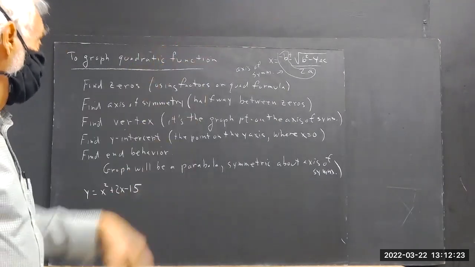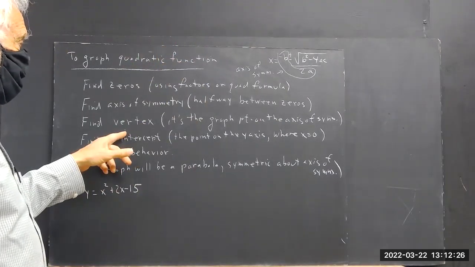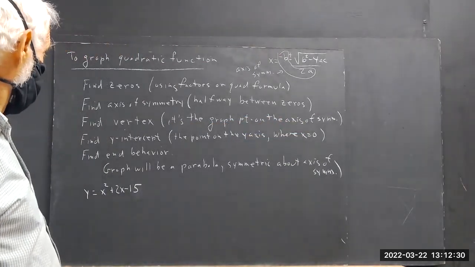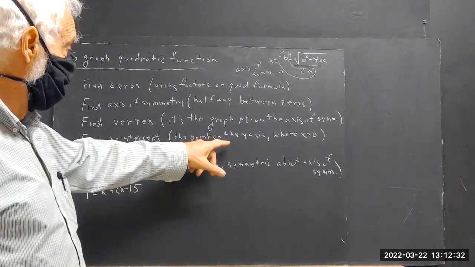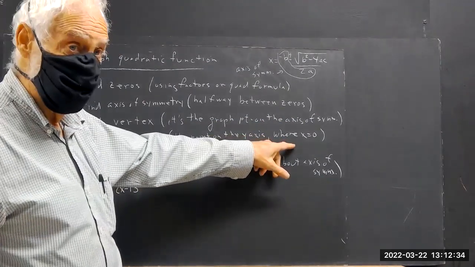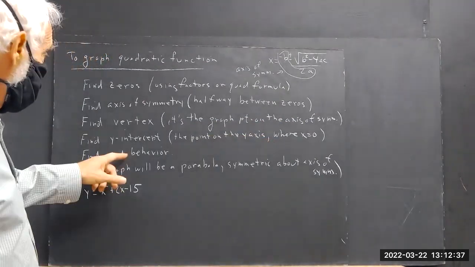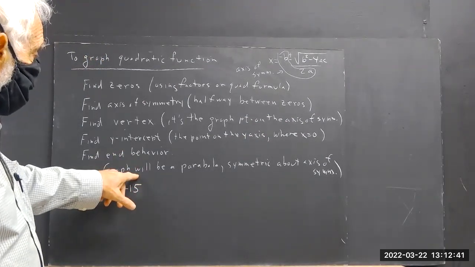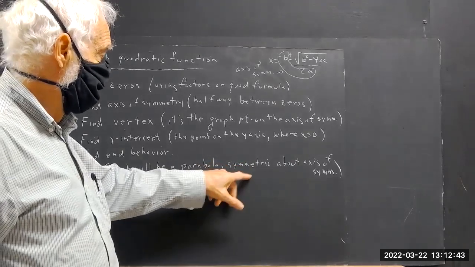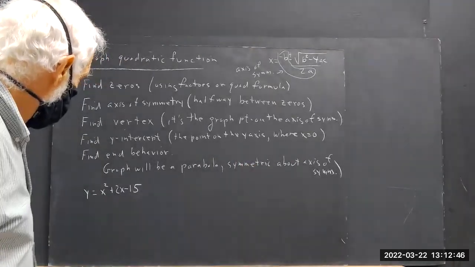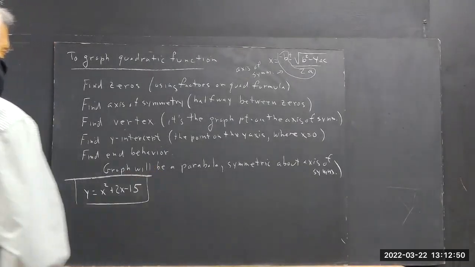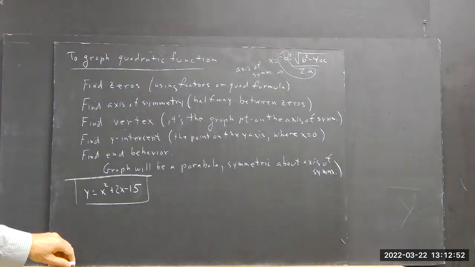And if you remember why, you find the vertex. It's the graph point on the axis of symmetry. You find the y-intercept, that's the point on the y-axis where x equals 0. Find the end behavior, and then your graph will be a parabola. It'll be symmetric about the axis of symmetry. So now try it: y equals x squared minus 2x minus 15.